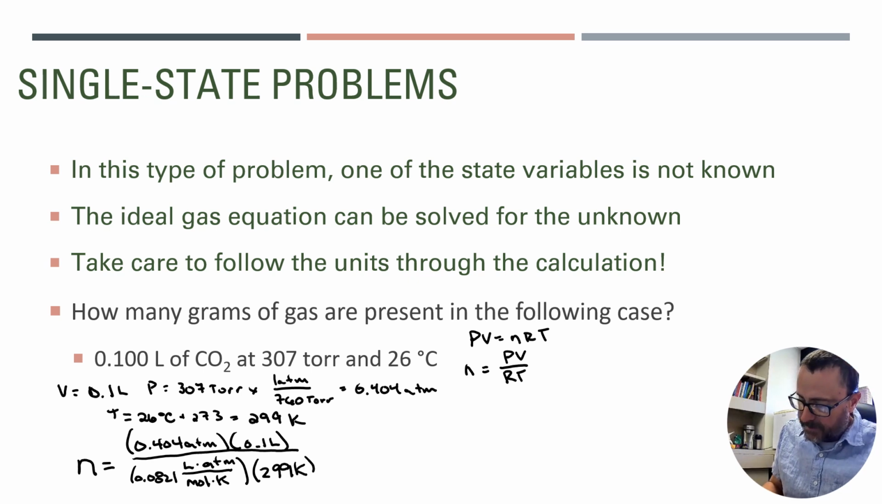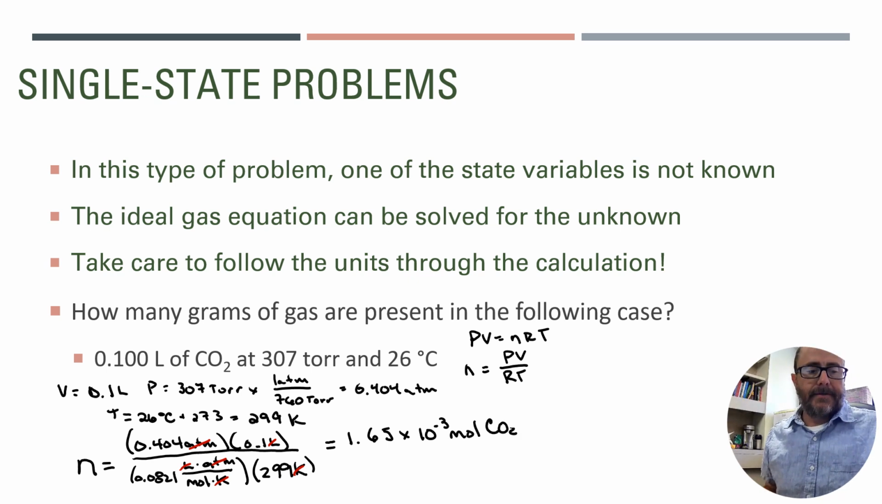All right, so look at all these units go away. Atmospheres cancels with atmospheres in our gas constant. Liters cancels with liters in our gas constant. And kelvins cancel with kelvins in our gas constant. And now I've got those moles, and they're in the denominator of the denominator, so they're actually on top. So when I solve for this, I get 1.65 times 10 to the minus third moles of CO2.